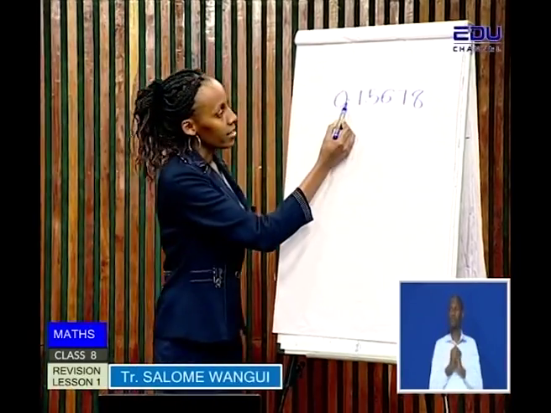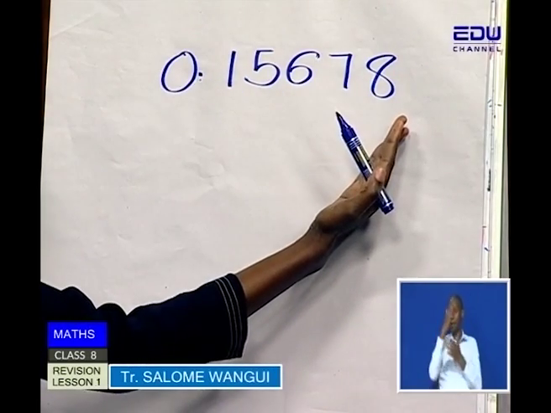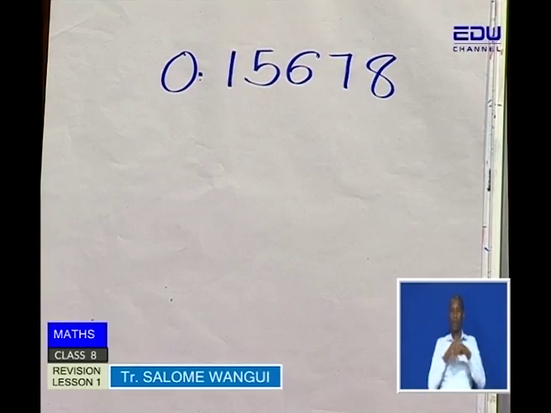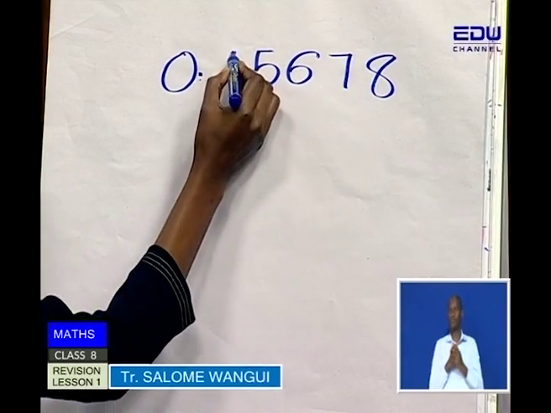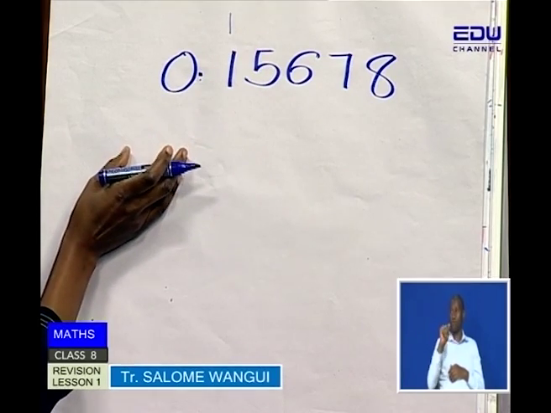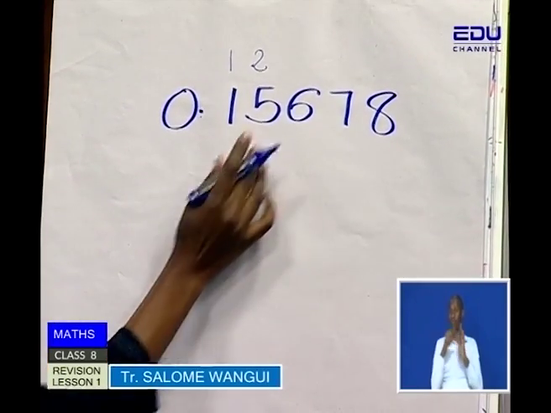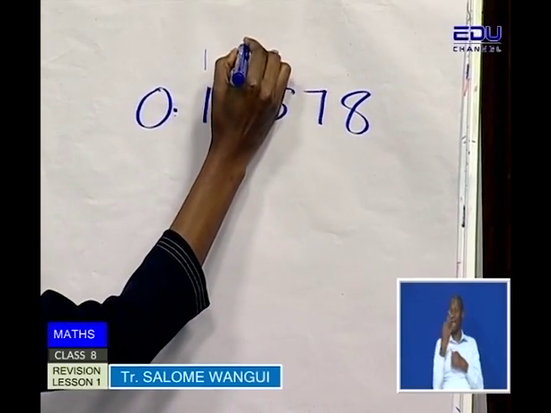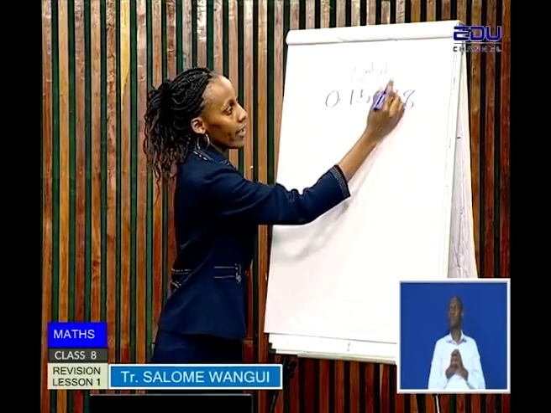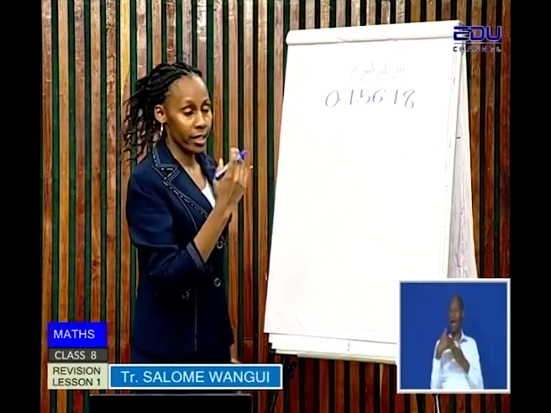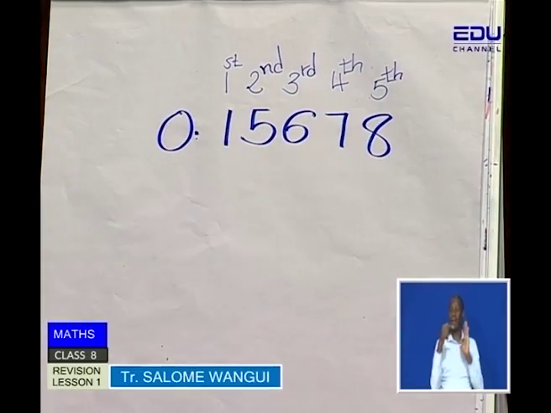Okay, this is a decimal point. It separates the whole number and the part of a whole number. When we are dealing with decimals, we start by counting the numbers after the decimal point. This is the first number from the decimal point. 5 is our second number after the decimal point. 6 is our third number after the decimal point. 7 is our fourth number after the decimal point. And 8 here is our fifth number after the decimal point.